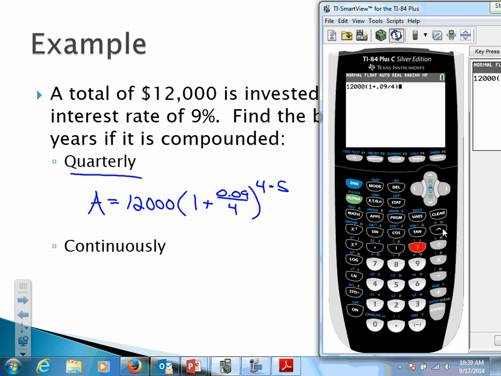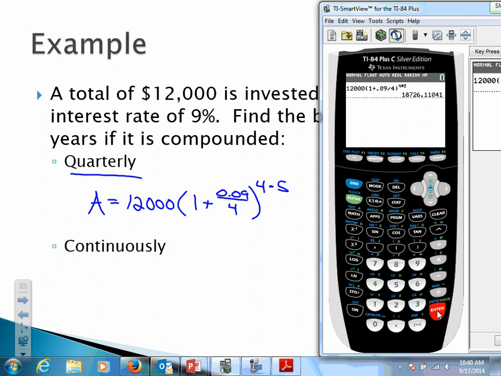Now, to raise to a power, if you look over on the right side of your calculator above the division button, you have this caret key. If you hit that caret key, that represents an exponent. Okay? So now I can just type in 4 times 5, or we could do the actual math ourselves and type 20. We'll hit enter. And there's how much money we'll make at 9% interest after 5 years.